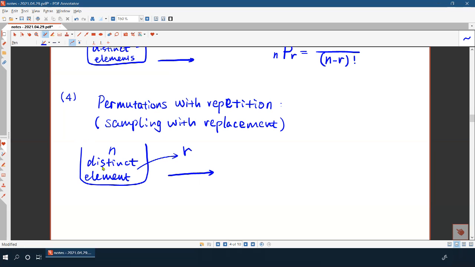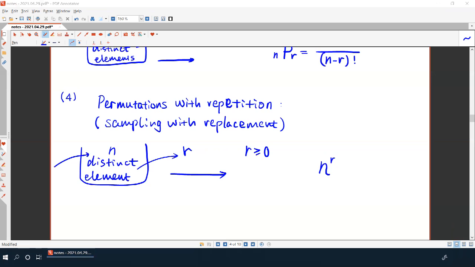But each time we pick an element, we replace it, so the collection keeps the same elements. That means the container always contains the same n distinct elements, right? So note here, there is no upper limit for r, but there is a lower limit, which is 0, right? The total number of ways we can complete this task is n to the r-th power, right? Okay, any questions?